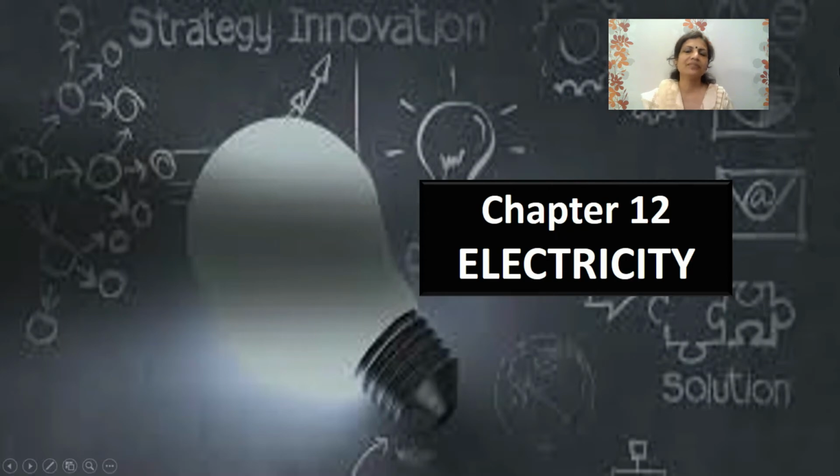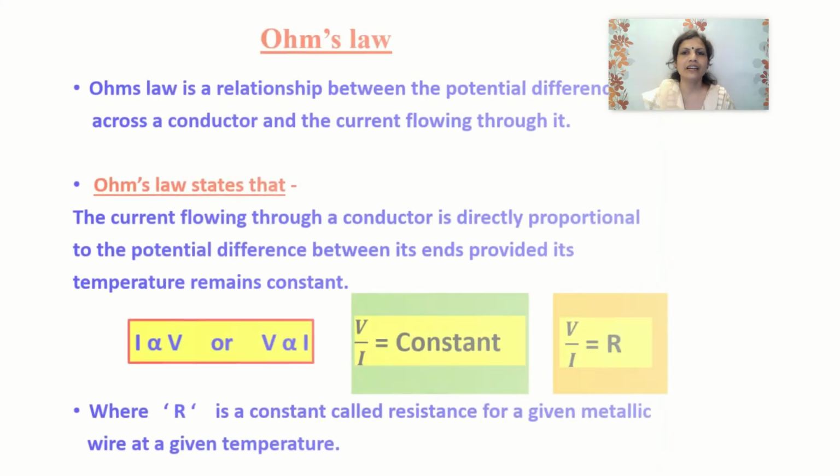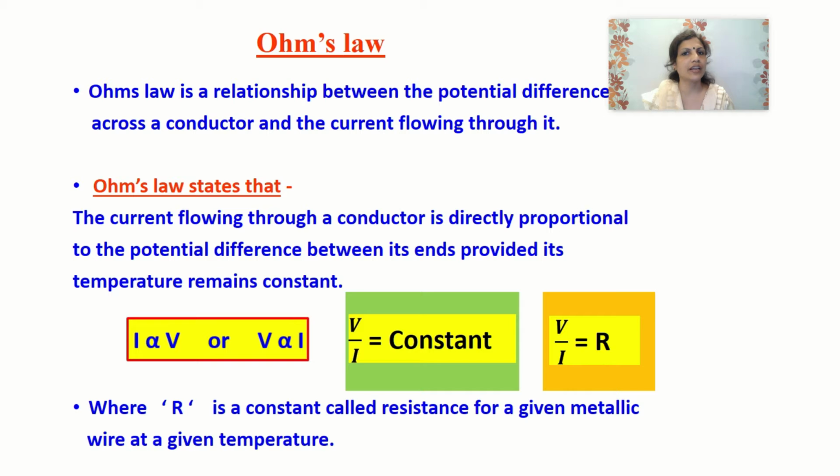Hello children, from the chapter Electricity, in the previous video lesson we discussed Ohm's law. We discussed that Ohm's law is the relationship between the potential difference across the conductor and the current flowing through the conductor. The law states that the current flowing through the conductor is directly proportional to the potential difference between its ends, provided its temperature remains constant.